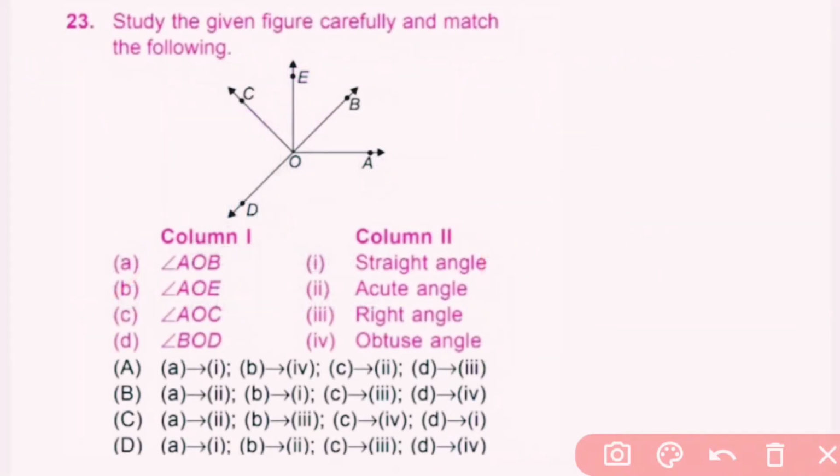Question number 23. Study the given figure carefully and match the following. In column A, option A is angle AOB. AOB is an acute angle, less than 90. Then option B, AOE. AOE is a right angle, 90 degrees. AOC is an obtuse angle, more than 90 degrees. And BOD is a straight angle, 180 degrees. So here C is the correct answer.